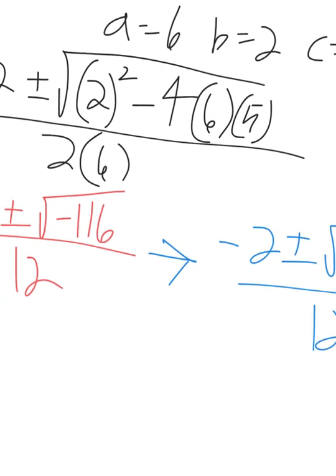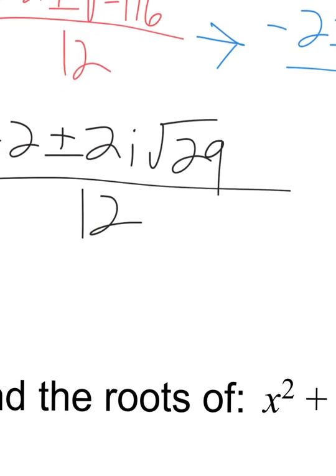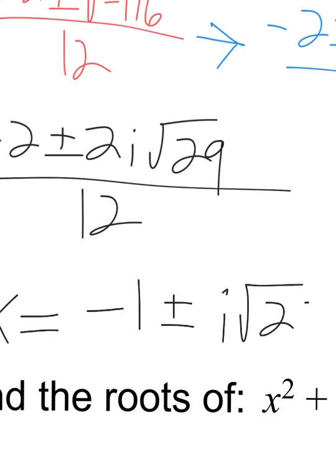So then the square root of negative 4 is 2i. So I have negative 2 plus or minus 2i square root 29, all that over 12. And then can you simplify the fraction? 2 over 12, both of these are divisible by 2, so that would simplify to 1 over 6, right? So my final answer would be x equals negative 1 plus or minus 1i square root of 29 over 6.